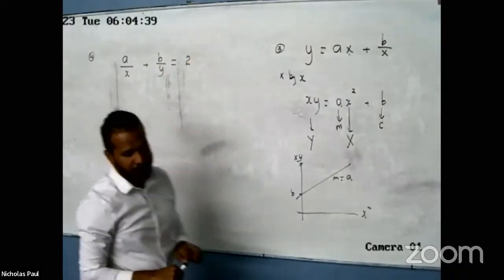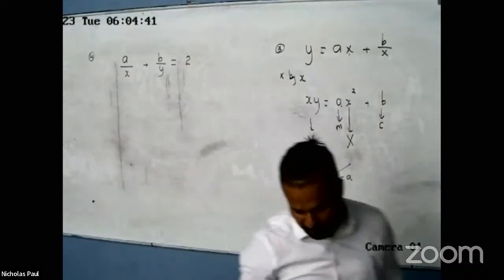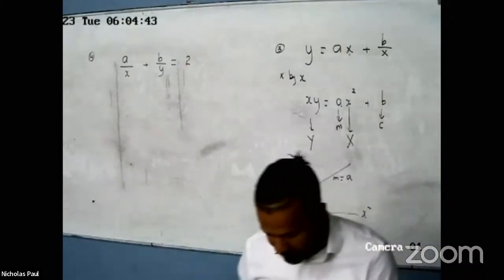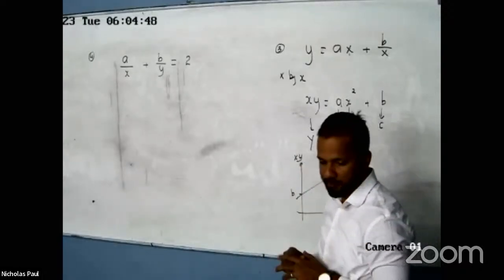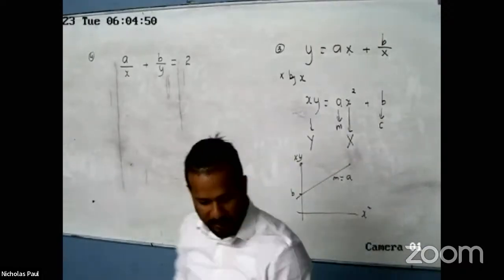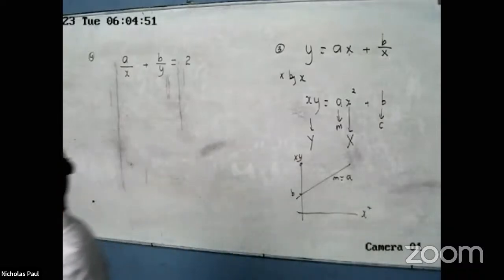A over x plus b over y is equal to 2. Take your time and linearize that for now. So as you finish, take a look at what you have.